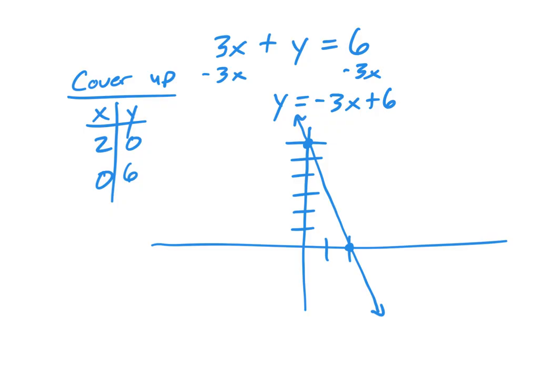If I would have done it using slope-intercept form, my slope here is negative 3 over 1. My y-intercept is 6. Guess what? My y-intercept is still 6. Okay? And then what I could do is, here's my rise over run, down 3, right 1. 1, 2, 3 over 1. Guess what? It's on the line. 1, 2, 3 over 1. Still on the line.